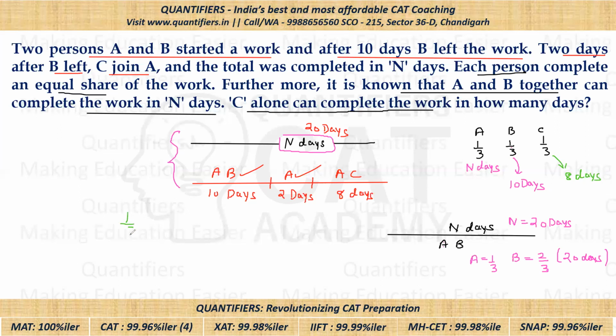So if C takes 8 days to do 1/3 of the work, then to complete the whole work, C will take how many days? He will take 8 into 3, that is 24 days. So very interesting question. 24 is the answer. I hope this is clear to everyone. Thank you, everyone.